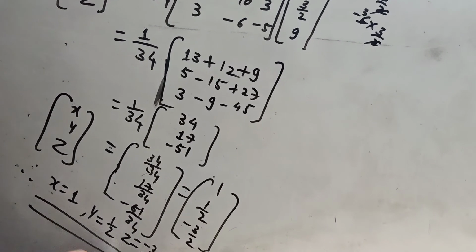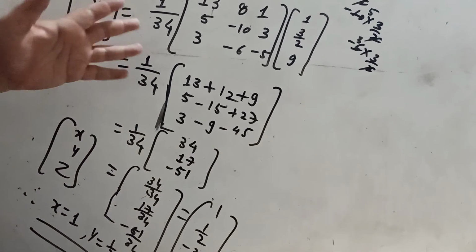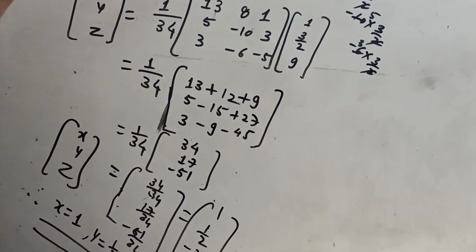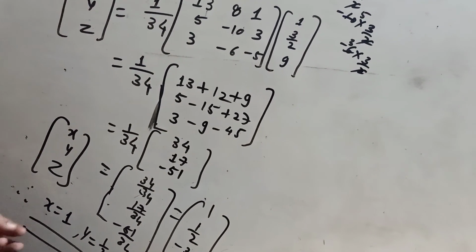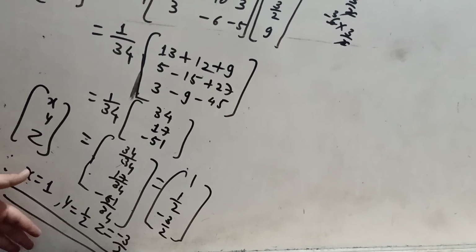How can you check whether your answer is correct or not? You can substitute these values in equation 1, 2 or 3. After putting the values, if LHS and RHS are equal, the answer is correct. It takes only 10 seconds to verify. So this is the result of this equation.